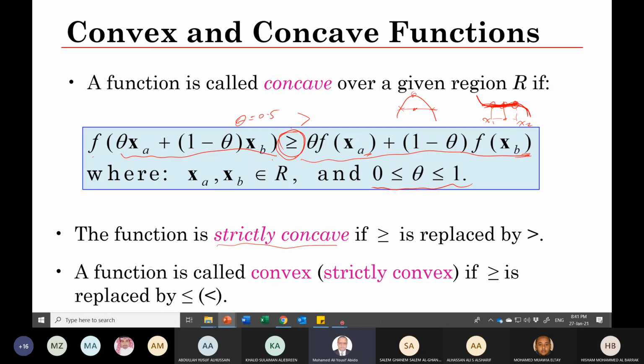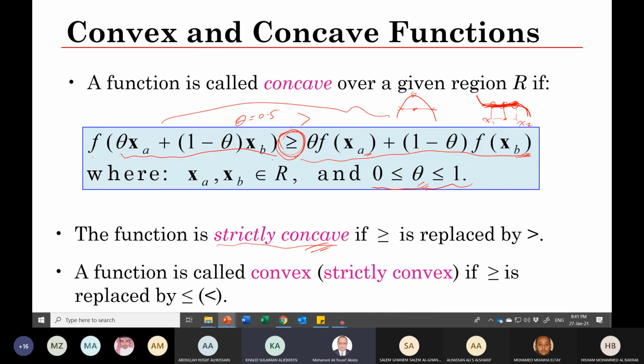If this is valid, whatever theta is, in this case we call it concave or convex, depending on whether this is greater than or equal, or less than or equal. The convex, whatever theta is.